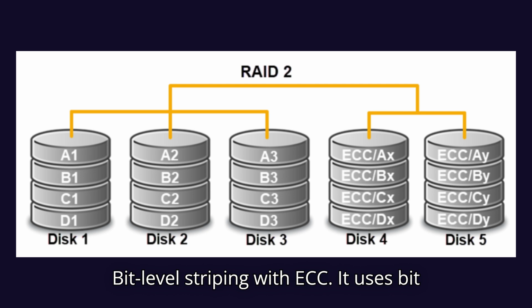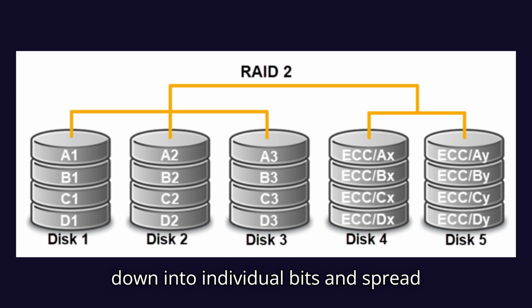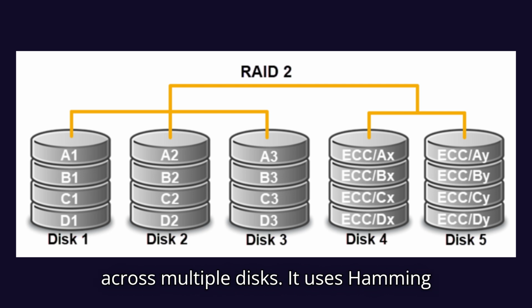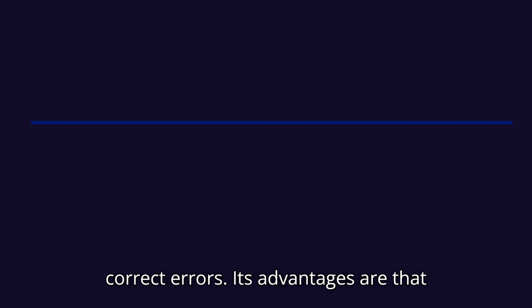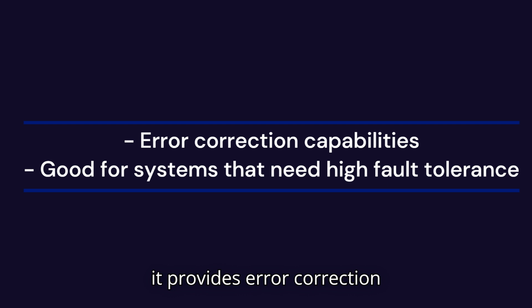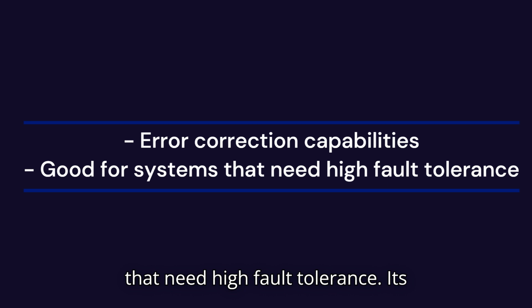RAID 2. Bit-level striping with ECC. It uses bit-level striping, meaning data is broken down into individual bits and spread across multiple disks. It uses Hamming code error correction to detect and correct errors. Its advantages are that it provides error correction capabilities, and it is good for systems that need high fault tolerance.